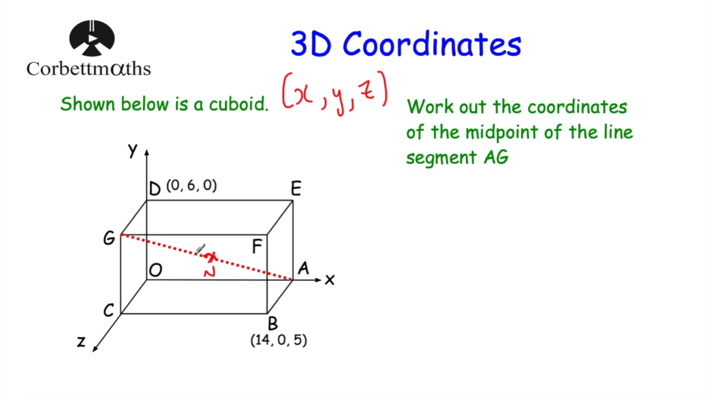So I'm just going to call it N, because we've called the midpoint of that line M. So I'm going to call the midpoint of this line N. So we want to find the coordinates of this point N. So let's just write down the coordinates of A and G to begin with.